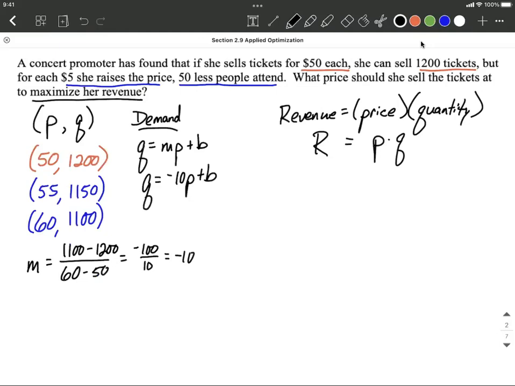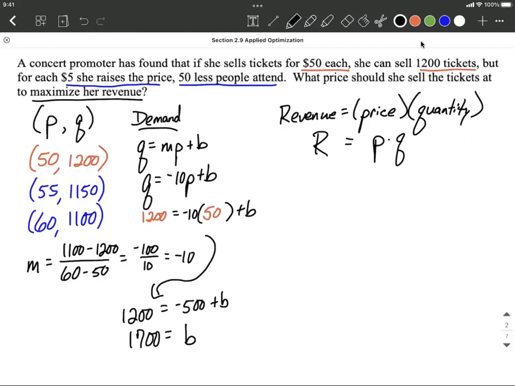To find that y-intercept, I'm going to suggest we fill in one of these ordered pairs for our P and our Q. I'm going to choose the first one we were given, where 1,200 gets filled in for our Q. Then negative 10 multiplied by 50 gets filled in for our P value, plus B. Bringing this work down, this will be 1,200 equals negative 500 plus B. By adding 500 to the other side, we have 1,700 for our value for B. So now our demand function can be represented by Q equals negative 10 times whatever price we're charging plus 1,700. It's going to be important to use this demand function.